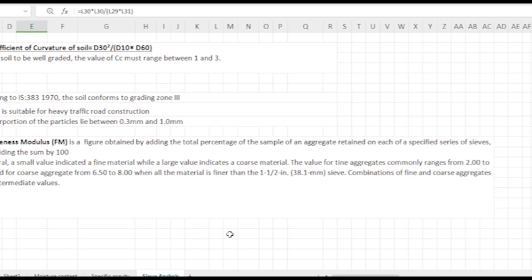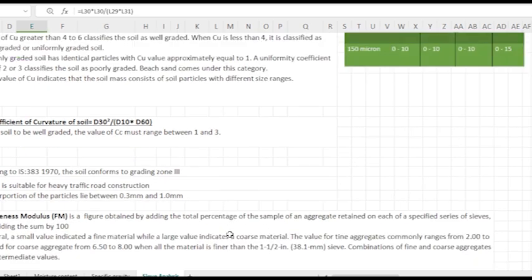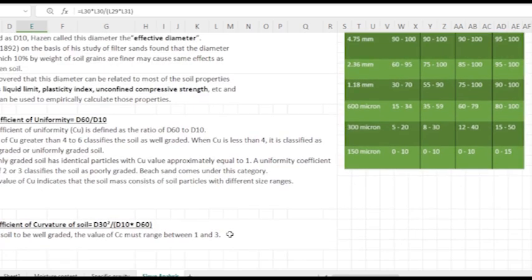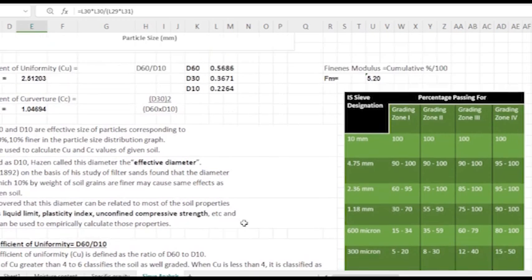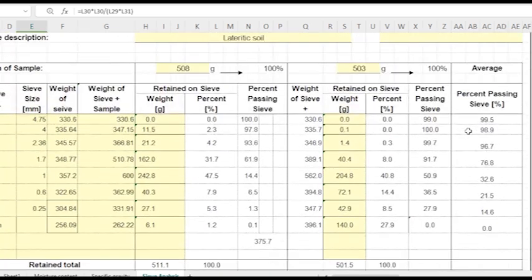According to all those values, the soil conforms to grading zone 3. So the soil is suitable for heavy traffic road construction. A greater proportion of the particles lies between 0.3 millimeters and 1.0 millimeters. That corresponds to this zone of particle size distribution. That's the grading of the soil. And this is the result.